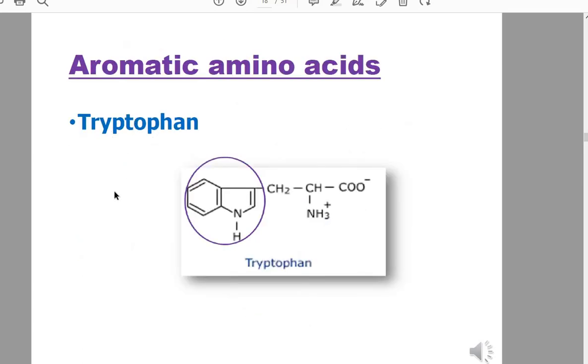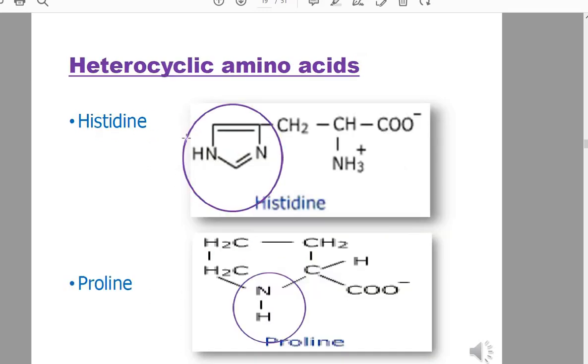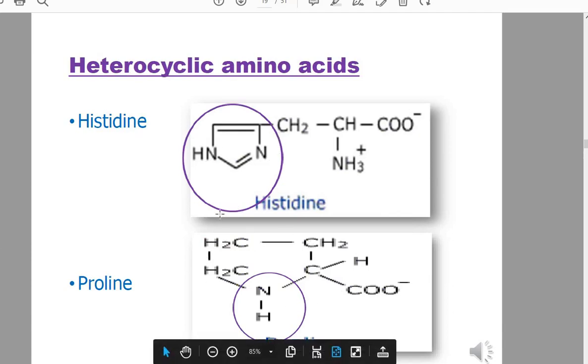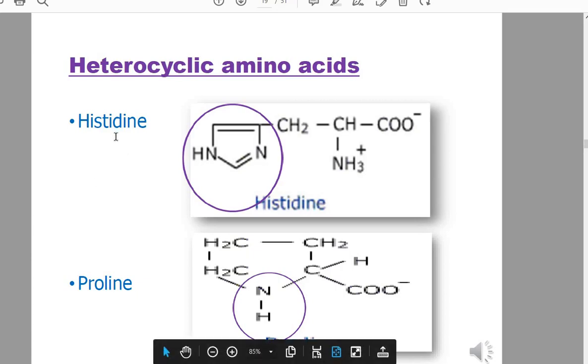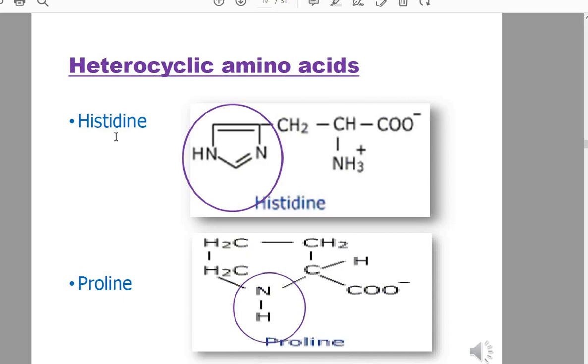And tryptophan. Some amino acids contain a ring other than the benzene ring. They are called heterocyclic amino acids. Heterocyclic means they contain a cycle other than the benzene ring. It includes histidine and proline. Histidine is a di-basic or di-amino acid, and it's included in the basic amino acids. You remember, a basic amino acid contains two amino groups, and it's also a heterocyclic amino acid. The meaning of heterocyclic is that it contains a cycle other than the benzene ring.